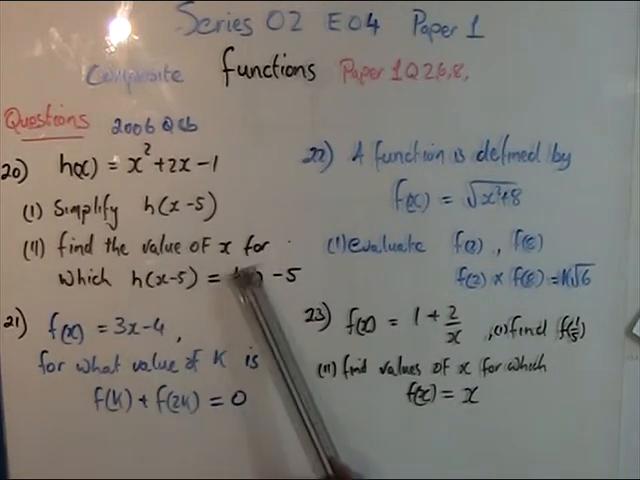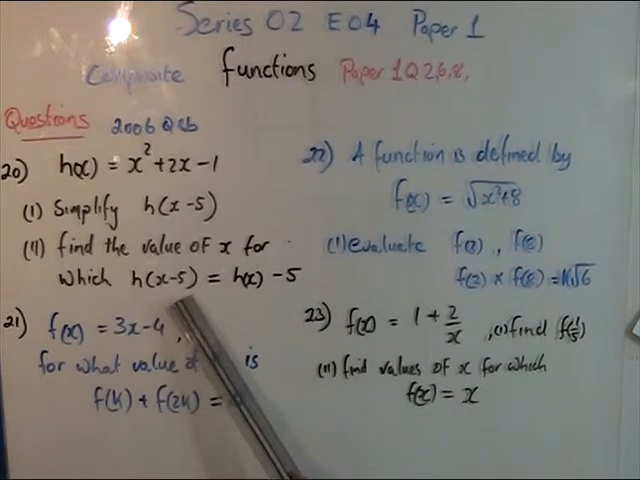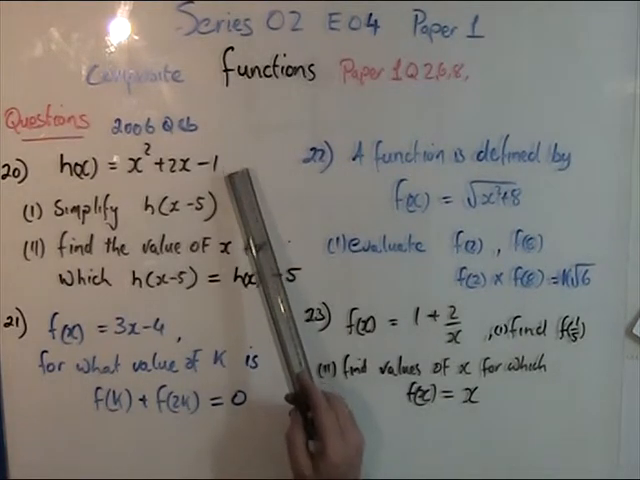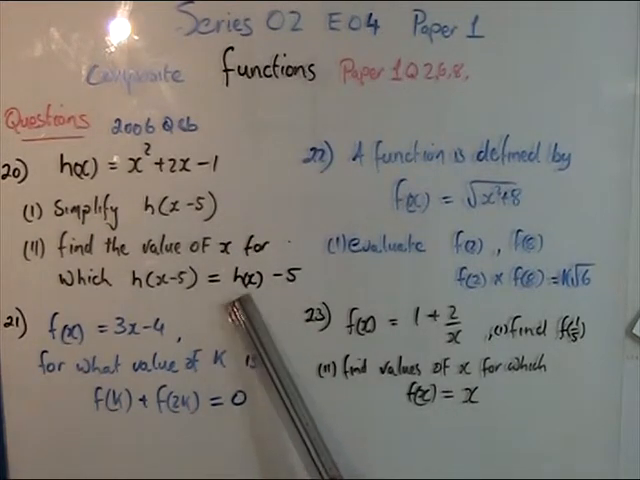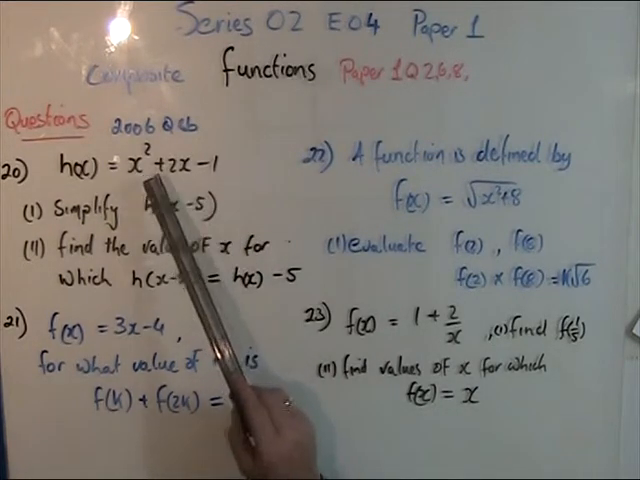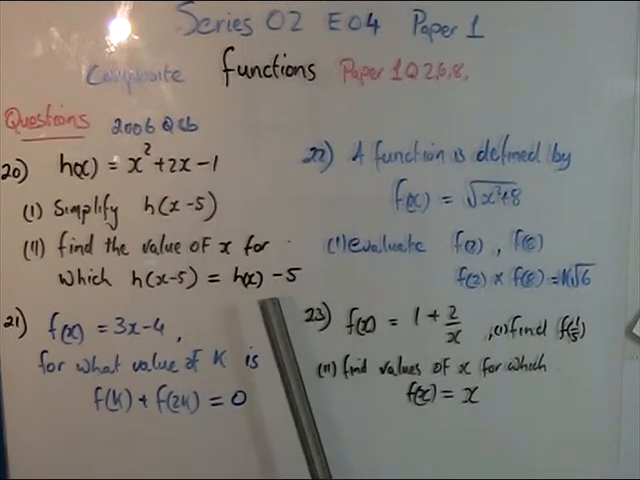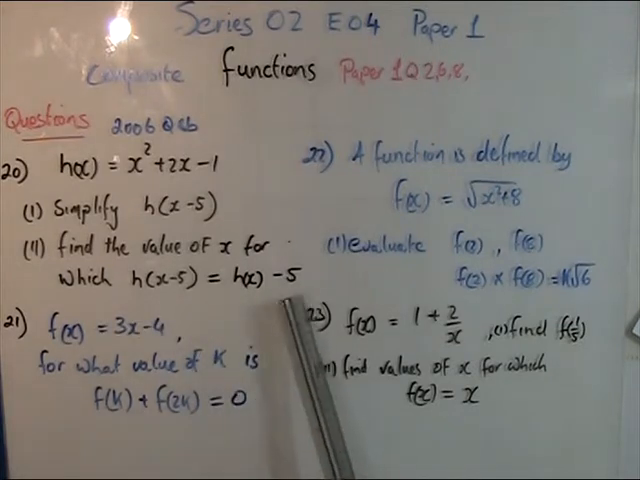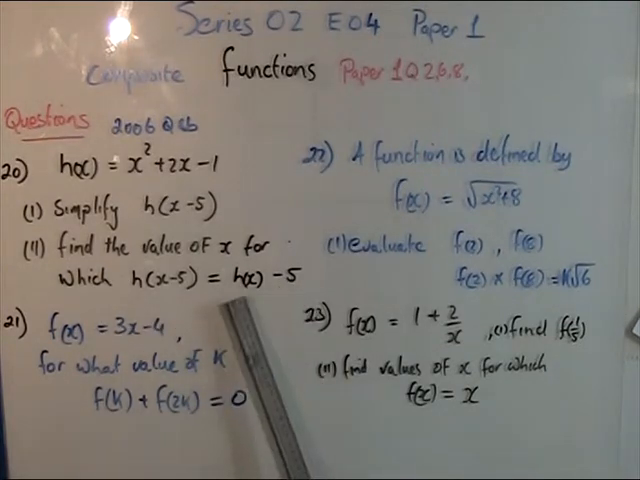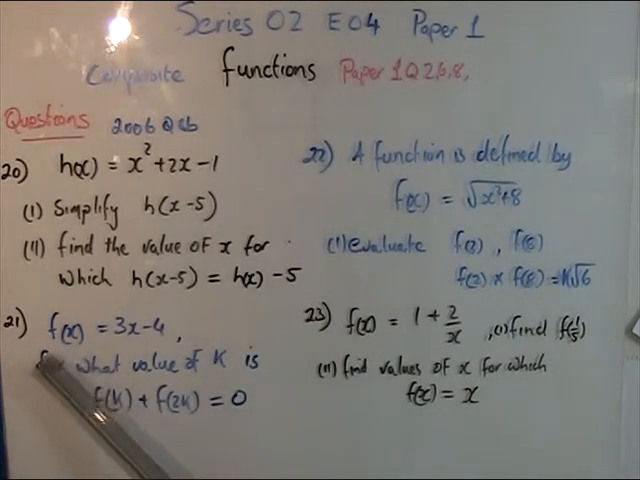Now find the value of x for which h of x minus 5, whatever cubic equation you get here, or whatever it turns out to be, is equal to h of x again, minus 5. Okay, so find the value of x. So this is going to be a rather long equation, so mind your signs.